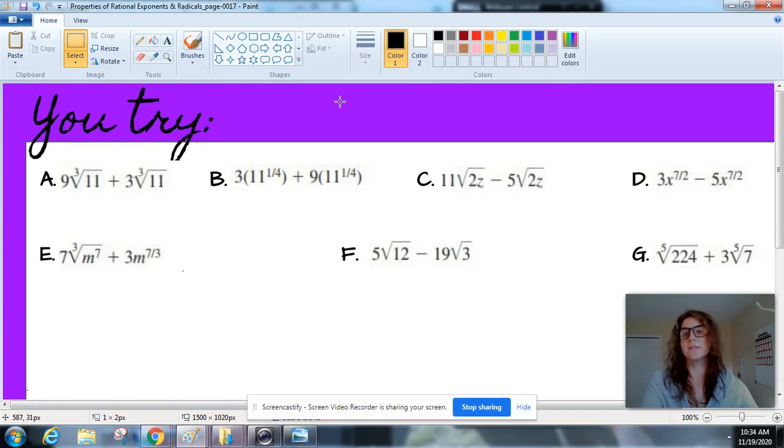So as promised, here is me going through the addition and subtraction of your radicals. As I mentioned, you always want to have identical radicals or exponents, otherwise you can't add or subtract them.